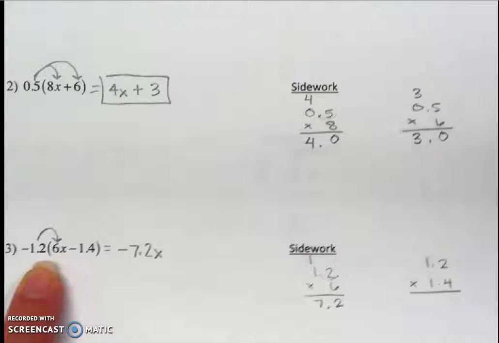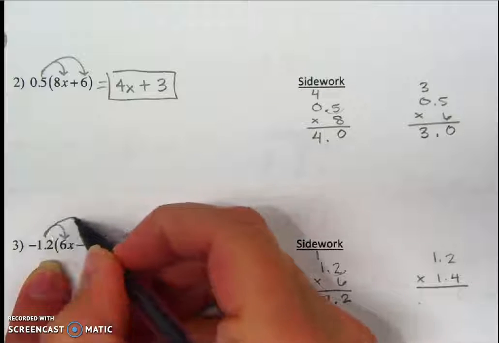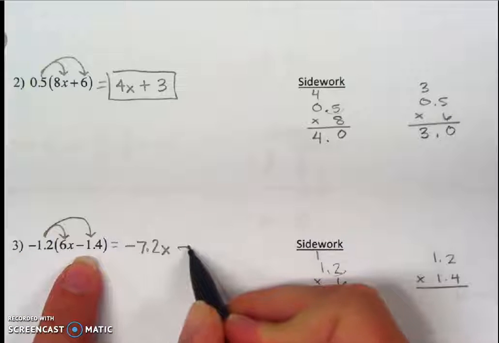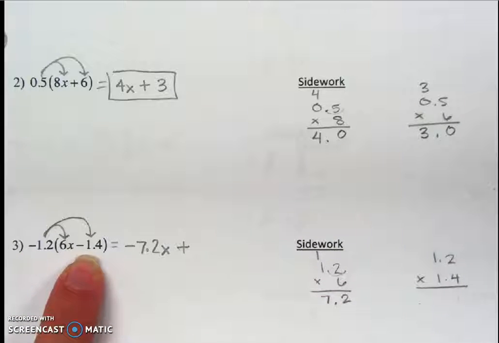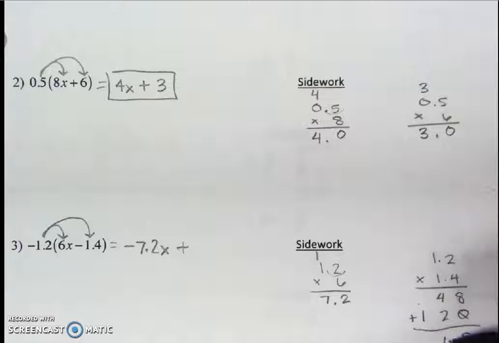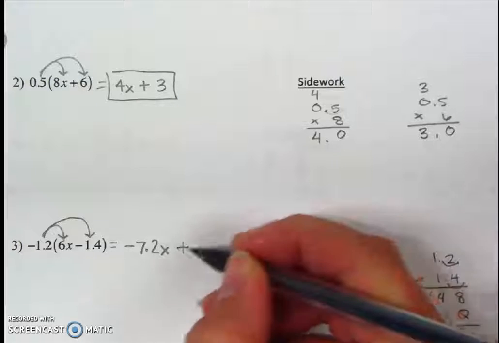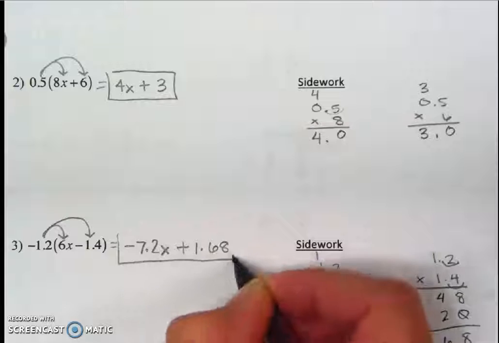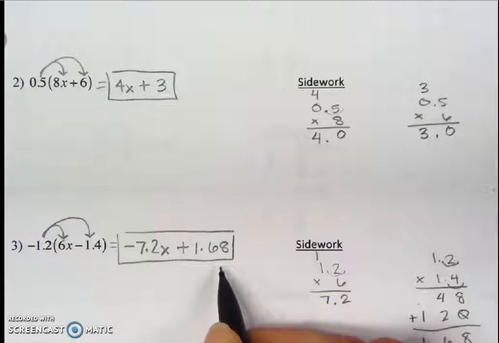Let me zoom in a little. The next term we get is going to be negative 1.2 times negative 1.4. And I know a negative times a negative is a positive, so I'm going to write that symbol first. And then I do the multiplying. 1.2 times 1.4, right here we get 8. 4 times 1 is 4. Placeholder. 1 times 2 is 2. 1 times 1 is 1. Add them up. We get 8 and 6 and 1 and 1. 2 swooshes means 2 swooshes. And so we get 1.68. So our answer there would be negative 7.2x plus 1.68.